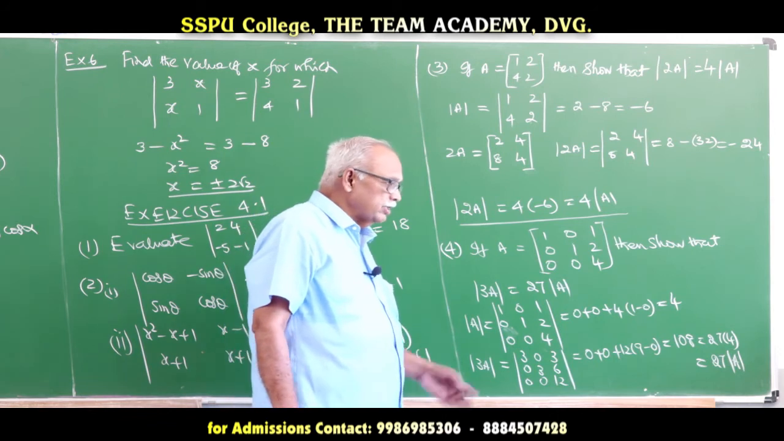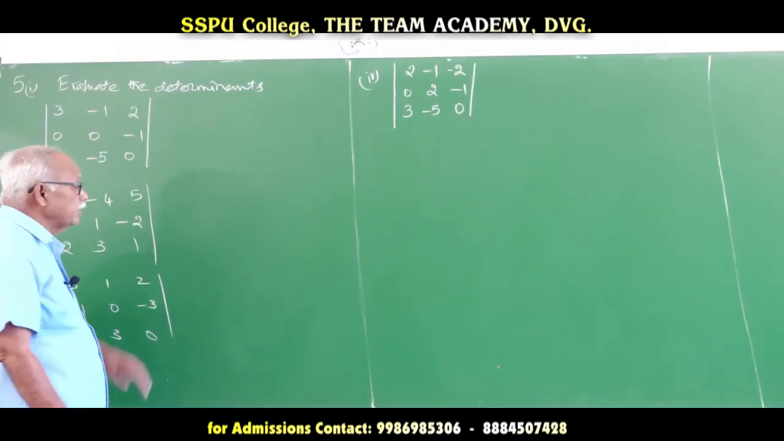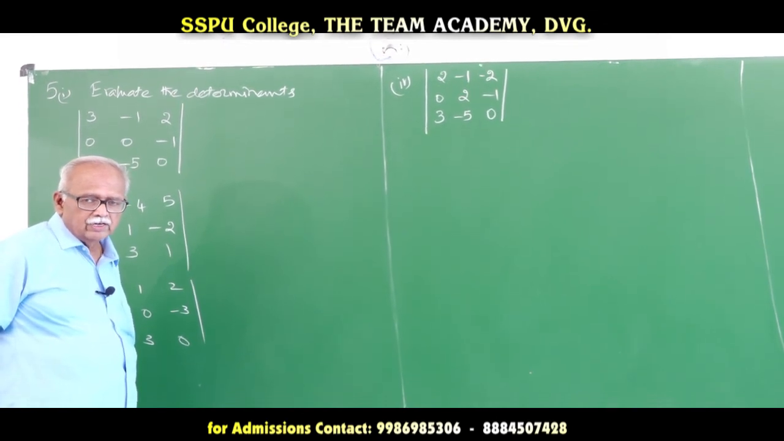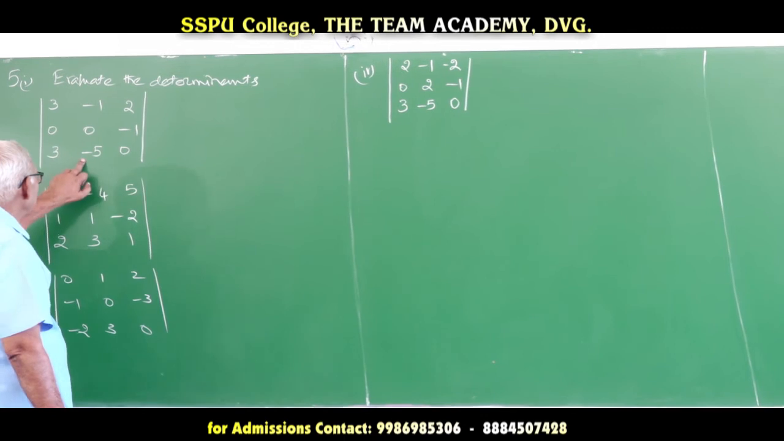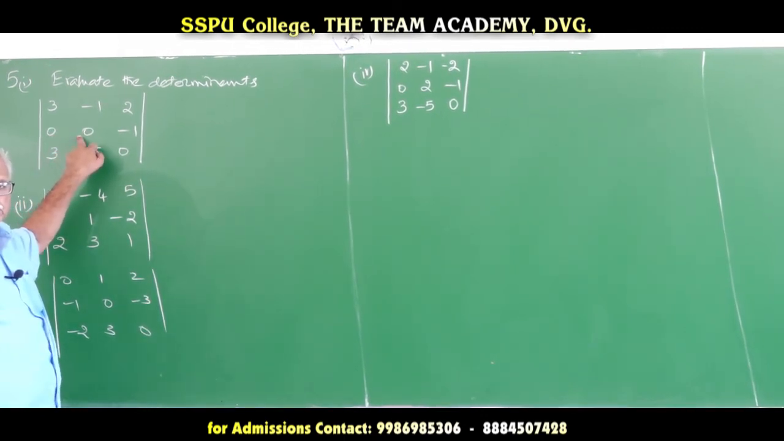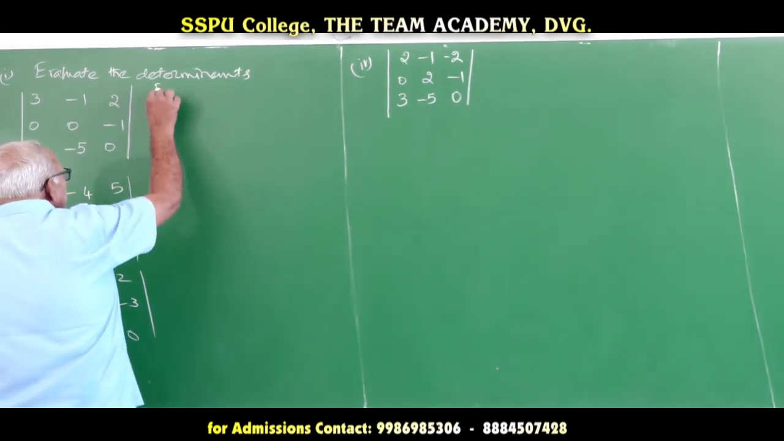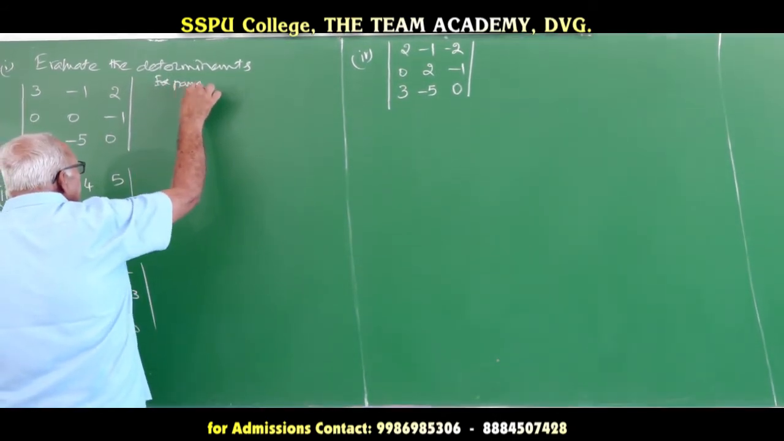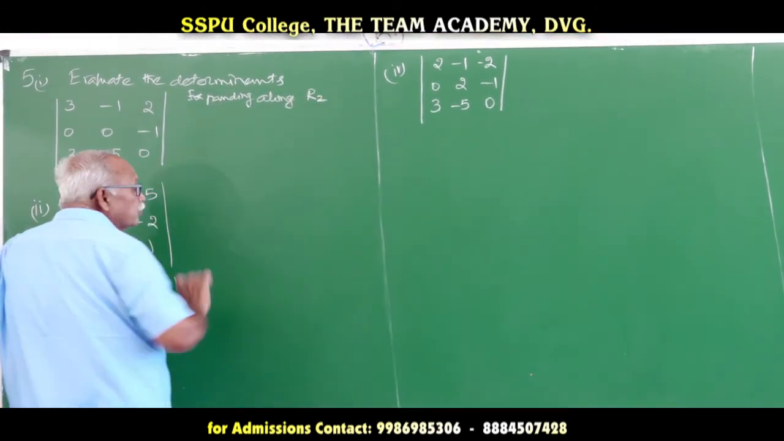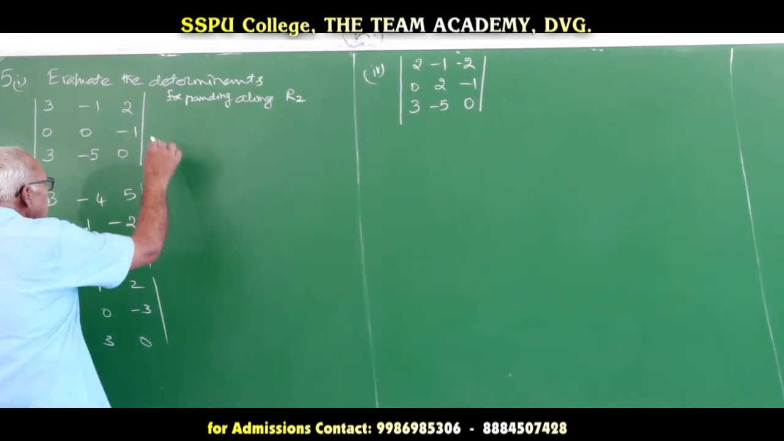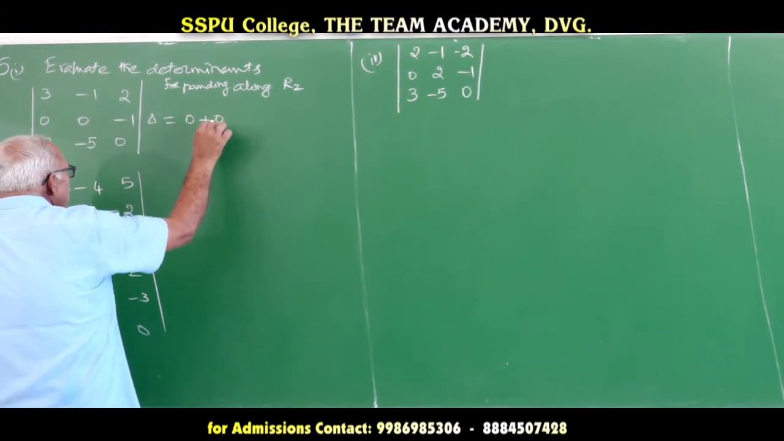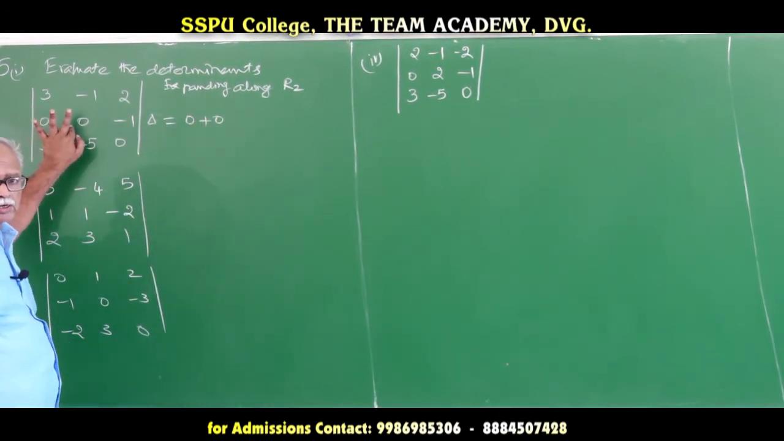Now, we will see some more examples in the first exercise. We will see the determinants. So, they have given a number of determinants in the fifth question. We have to evaluate them. You can see the first determinant here. Maximum number of 0s is in the second row. Therefore, expanding along R2, row 2, I will expand this. So, delta is equal to 0 plus 0, first element is 0, second element is 0.